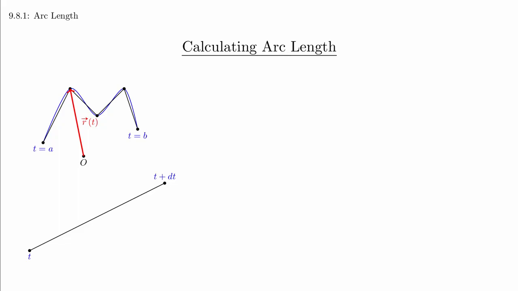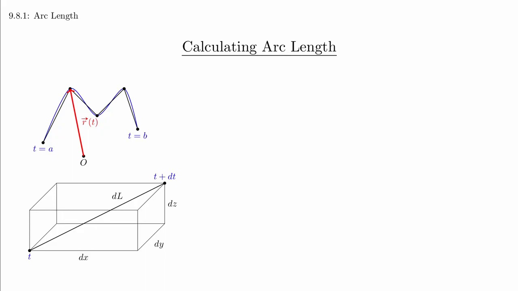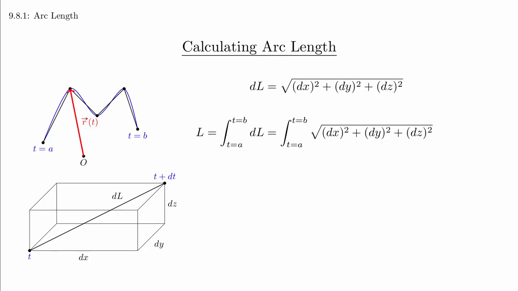Even though in the initial sketch it's in 2 dimensions, we're going to think of it as being in 3 dimensions. So if we plot the endpoints of this particular line segment, it fits inside a box with sides that we'll label dx, dy, and dz. By applying the distance formula, we know the length of this segment, which we'll call dl, is equal to the square root of dx squared plus dy squared plus dz squared. You should think of dl as a little bit of length. Then the total arc length is the sum of these lengths.